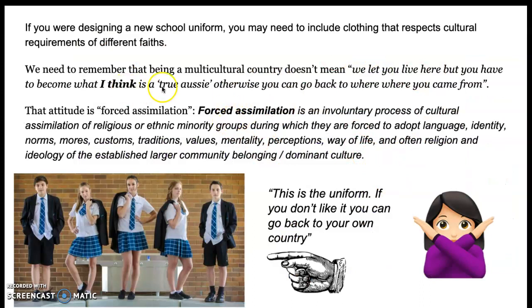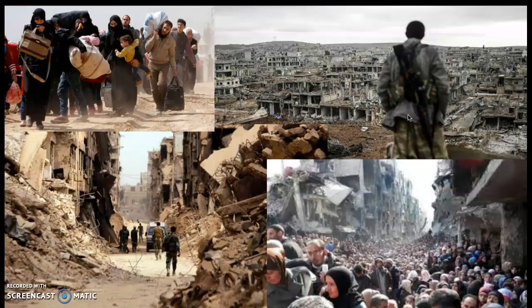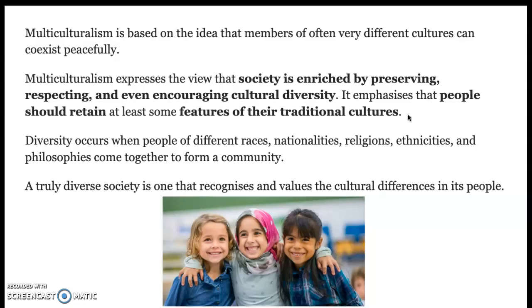That does not mean the bogan idea of, oh, we let you come here, but you have to become what I think is a true Aussie. Otherwise, you can go back to where you came from. No, that's forced assimilation. They do not have to come here and give up their religion, give up their language, give up their norms, their traditions, their customs, their mentality, their way of life. No. Multiculturalism is a bit like, come on, they can't just go back to where they came from. Look at that. That's Syria right now.